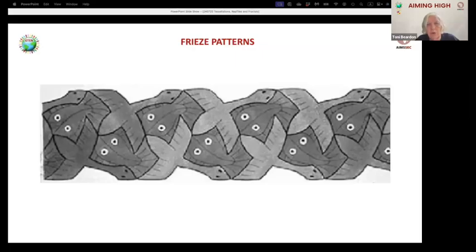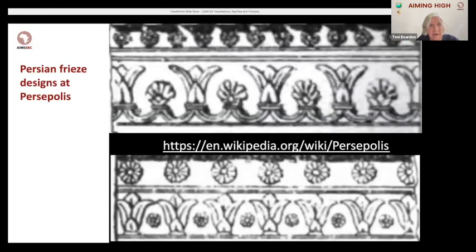So this is also called a frieze pattern. Another name for it is a strip pattern, so that it is actually in one dimension. So it doesn't cover the whole wall, it just covers a strip. And these frieze patterns are used very widely in decoration. So these ones are Persian frieze designs. Now these have been handcrafted, so they are not absolutely identical to each other, but they are supposed to be. The idea is the pattern repeats.